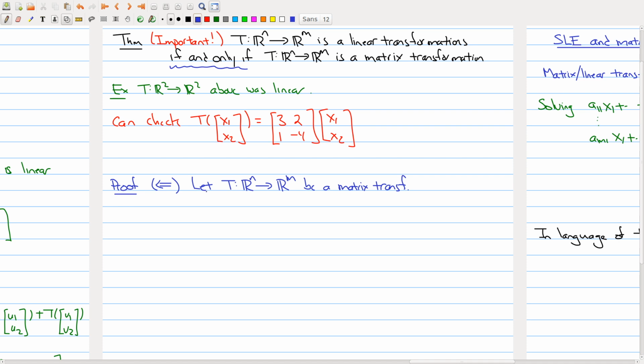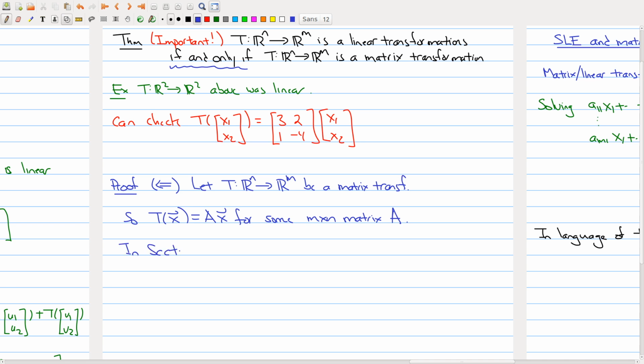So let's prove that. Here we have a matrix transformation. We're assuming that somebody gives you a matrix transformation, and we want to verify that it's a linear transformation. So we're trying to verify that it has those two properties described in the last definition. So first of all, because it's a matrix transformation, we know that our transformation looks like A times x for some m by n matrix A.